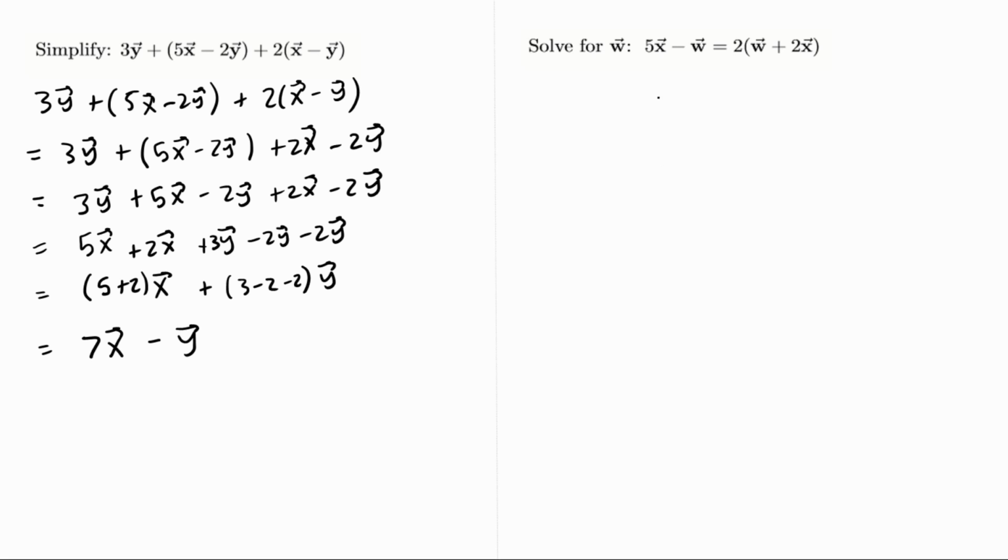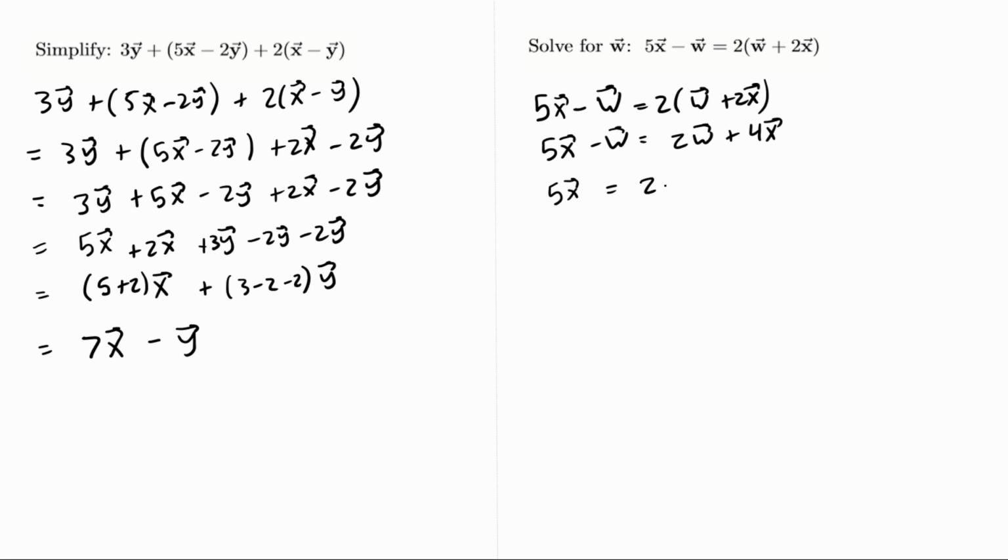Moving on to the next one, solve for w. If 5x minus w equals 2 times w plus 2x, let's solve for w in terms of x. So first I will distribute the 2 over the w plus 2x. Now I can add w to both sides. So I have 5x is 2w plus 4x. And I can add the negative of 4x to both sides.